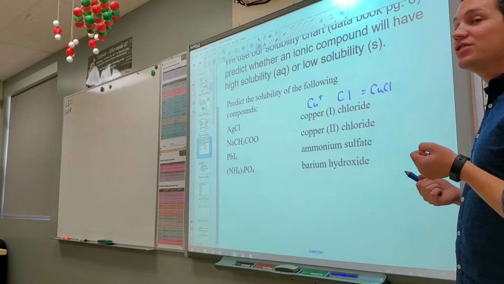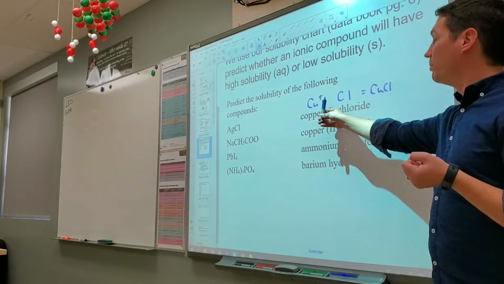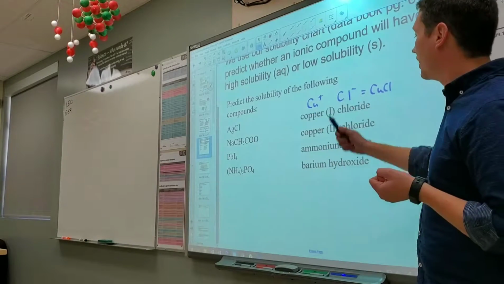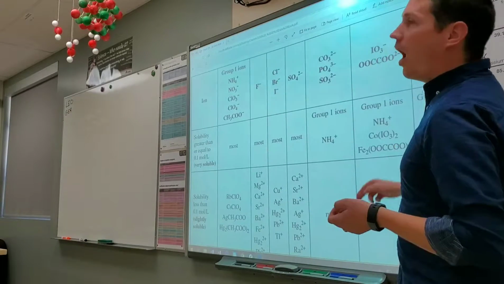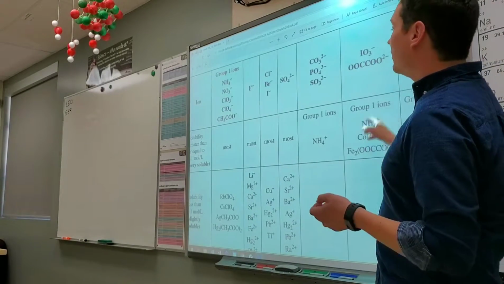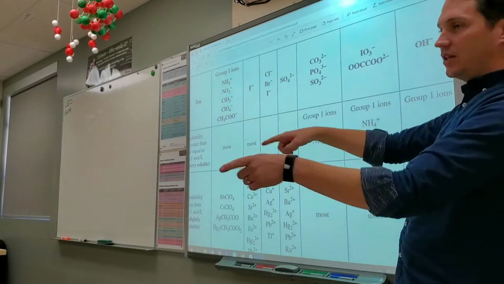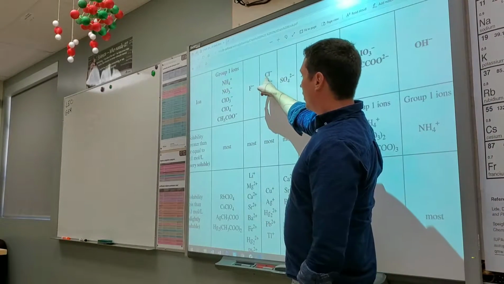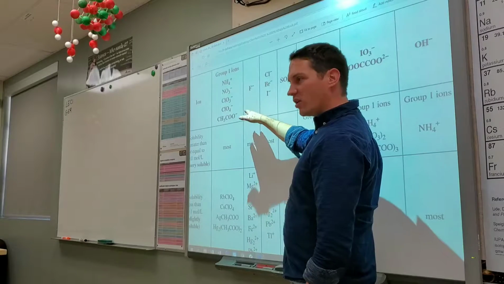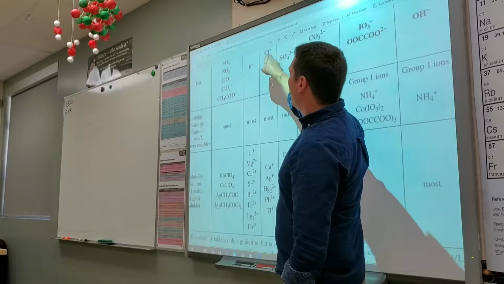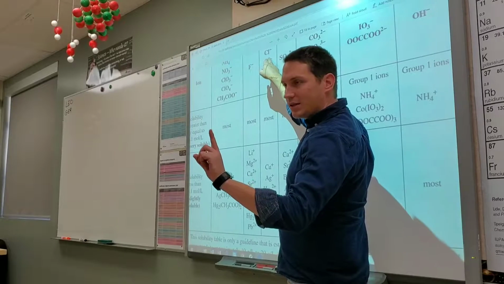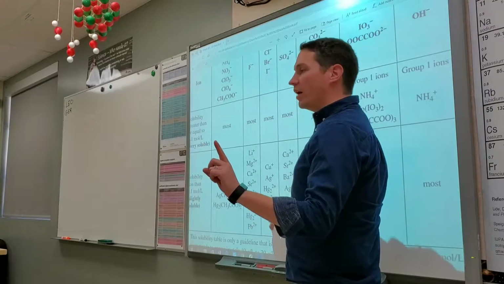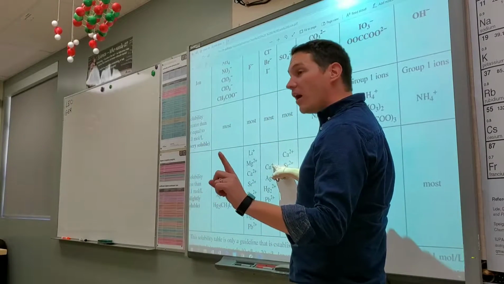What do you want to start with? Do you want to start with the positive ion or the negative ion? The negative. Start with the negative. Always. Where do we find the negative ion that we're dealing with? In the third column, right? So we see chloride, and we want to try and find copper 1. Do you find copper 1? Yes, you find copper 1.